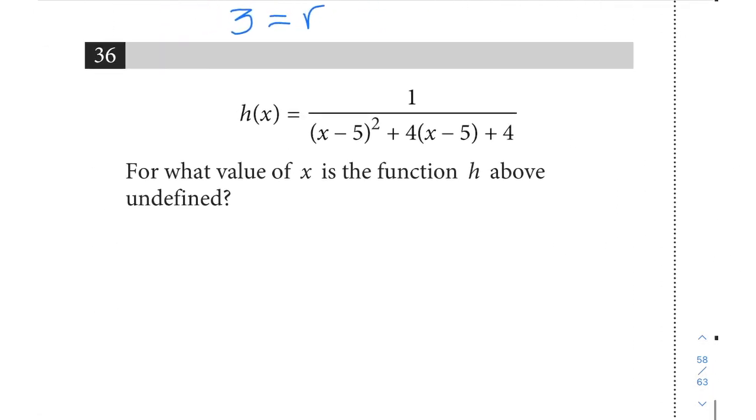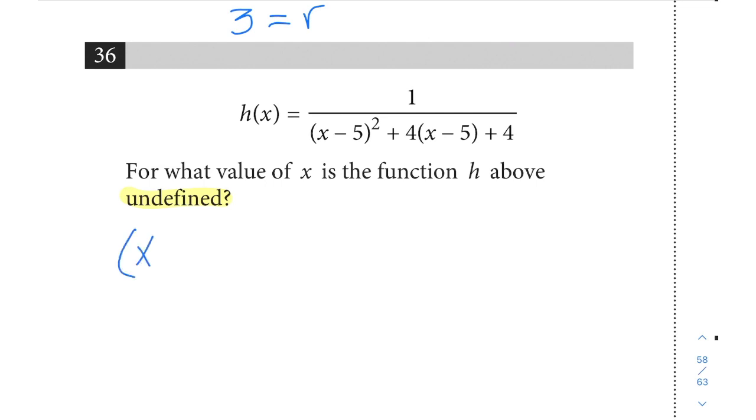Now on question 36, here we have a function h of x is equal to 1 over x minus 5 quantity squared plus 4 times x minus 5 plus 4. They want to know for what value of x is the function h above undefined. So the key word here is undefined. For a fraction to be undefined, that would mean that you have a 0 in the denominator.